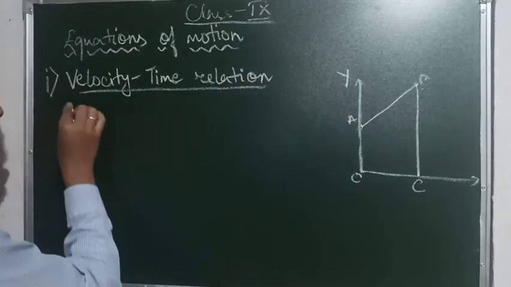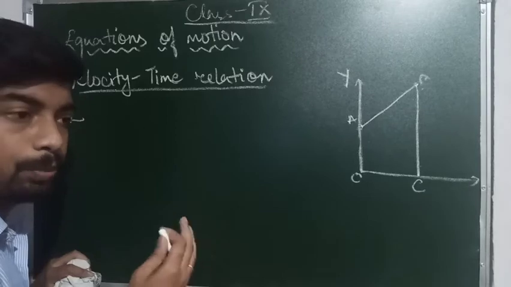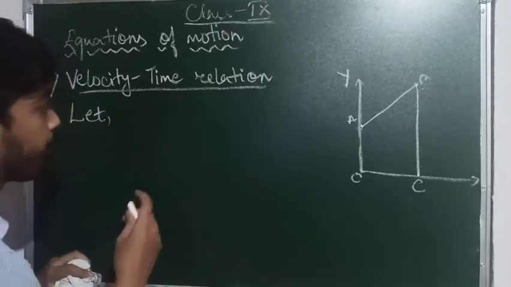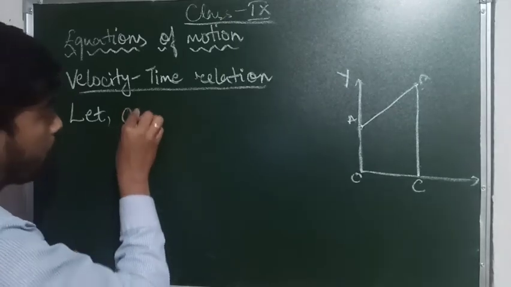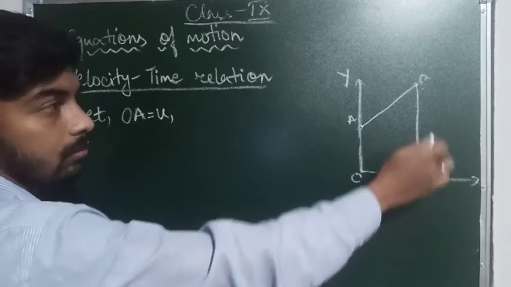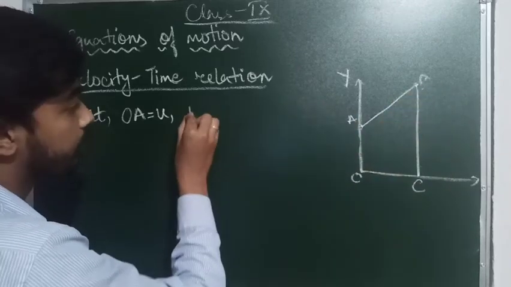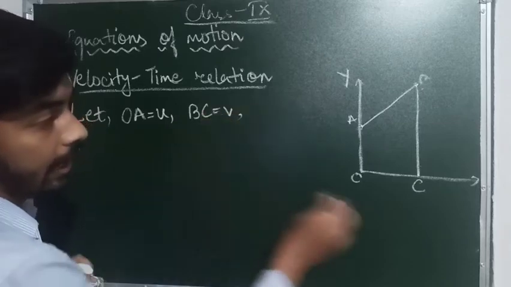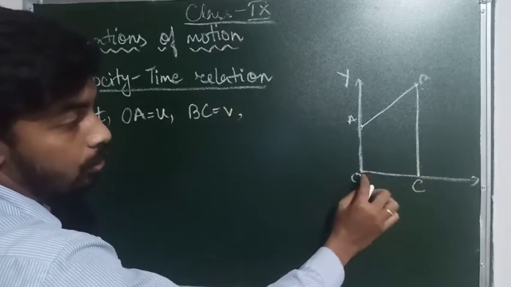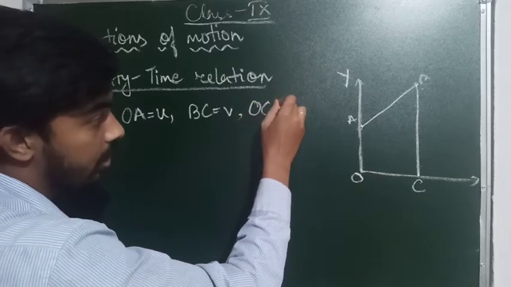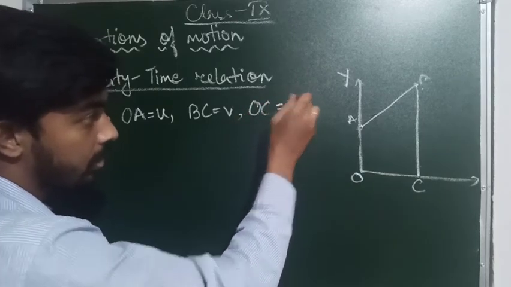So we have to write, we will assume some initial variables. Let OA equal U, BC equal V, and OC equal to T.